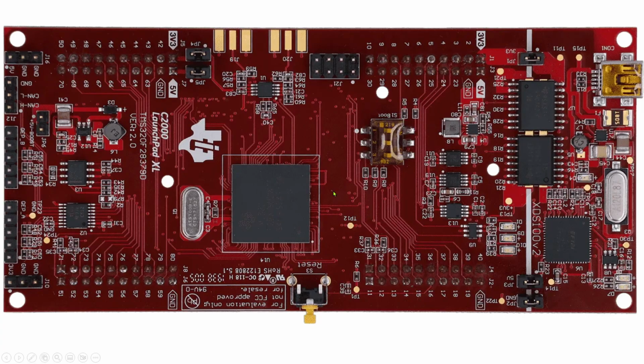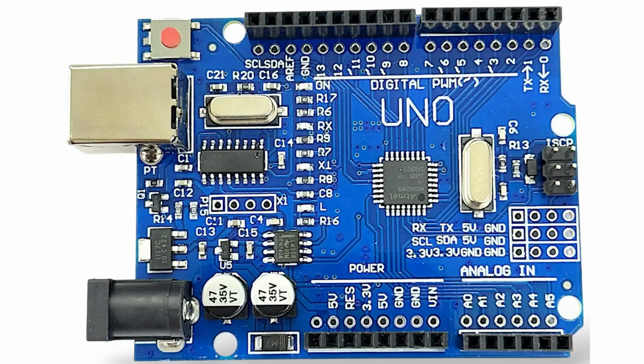Until now, we tested the ADC concept using the F28379D LaunchPad and Simulink. Now, let us check the same voltage measurement concept using a simple Arduino Uno board. The controller is different, but the basic idea is the same. Read the analog voltage, get the ADC count, and convert that count back into voltage using the proper scaling factor.